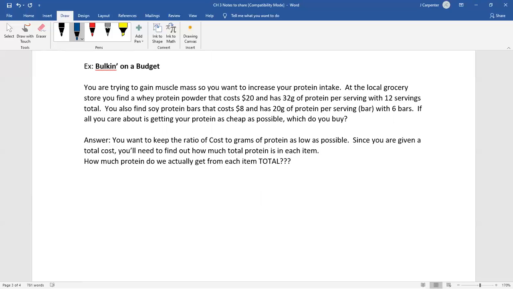So just think about, for the powder, the total grams of protein should be equal to. So the two numbers we're dealing with for the powder, let's highlight them for now, are the 32 grams per serving, and then it's 12 servings total. Those are the two things.